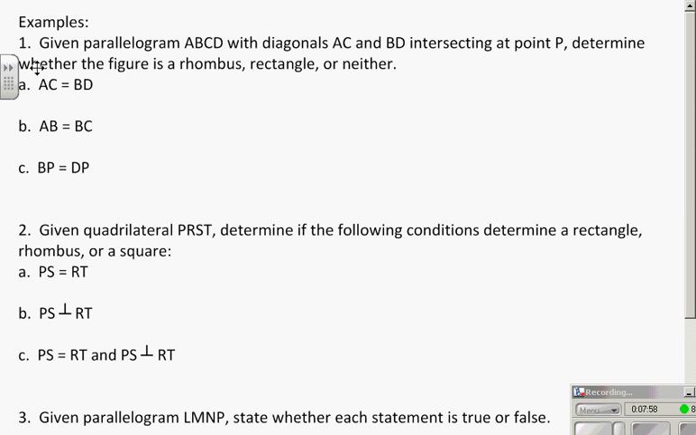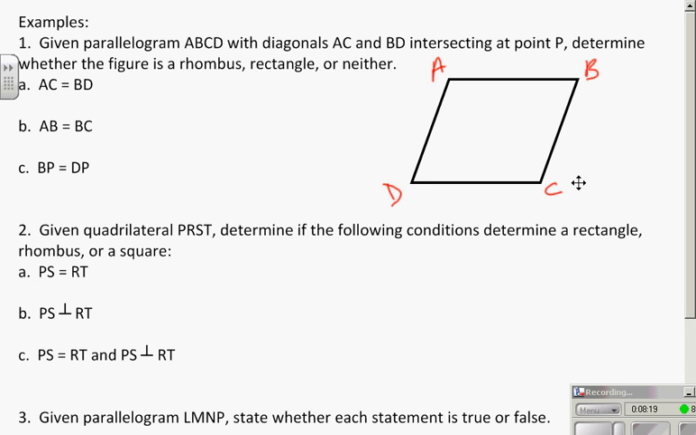Now we're just going to look at some examples. So for example, given a parallelogram ABCD with diagonals AC and BD intersecting at point P, determine whether the figure is a rhombus, a rectangle, or neither. So I'm just going to take a generic run-of-the-mill parallelogram, and I'm going to name it A, B, C, D. It has a pair of diagonals that happen to intersect at point P.